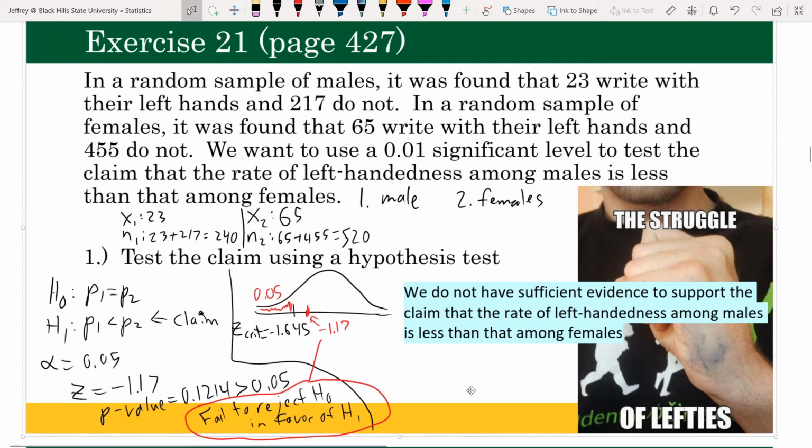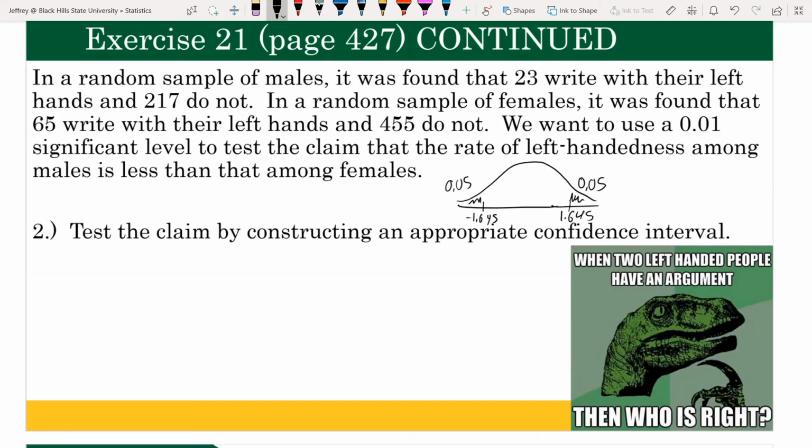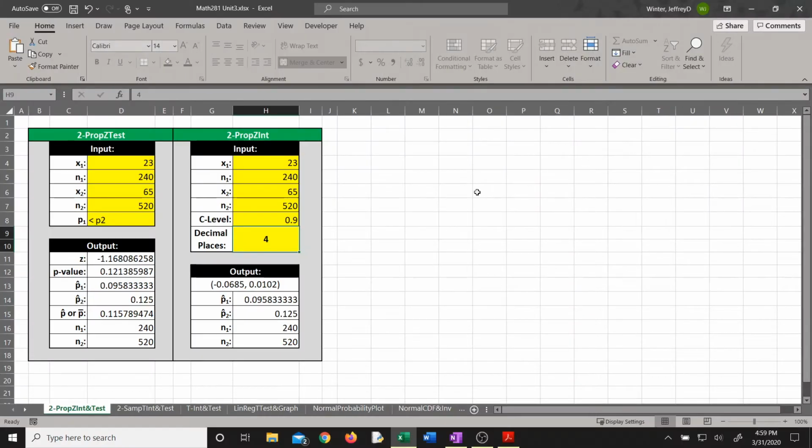For the confidence interval, because we use the same critical value as the hypothesis test version, this means that both tails will have 0.05 in them. This means that the middle area is 0.90. So we need a 90% confidence interval to find whether or not our proportions are the same or if they're different. Plugging these values in, we find that our confidence interval is between negative 0.0685 and 0.0102. So it's roughly between negative 6.9% and 1%.